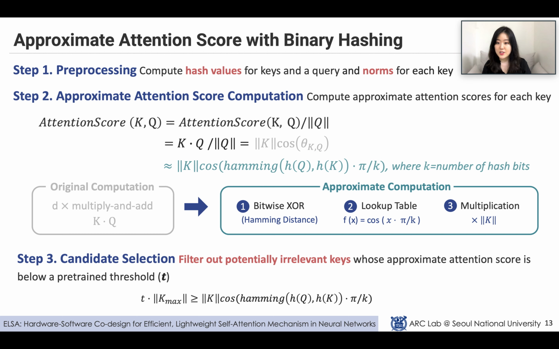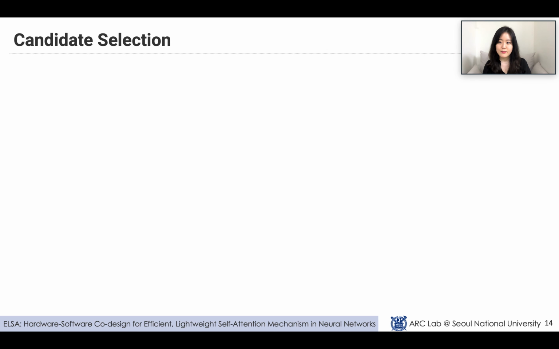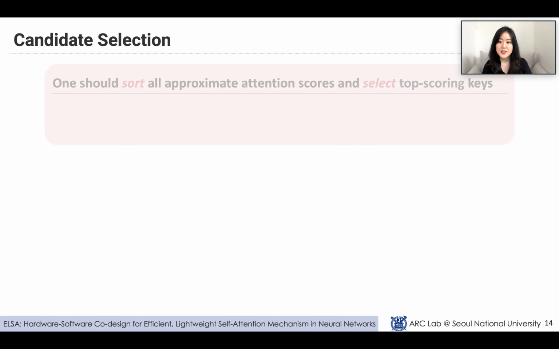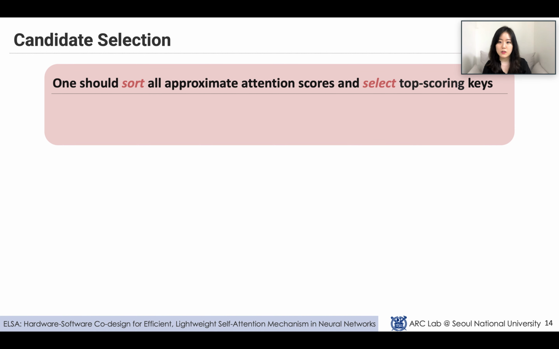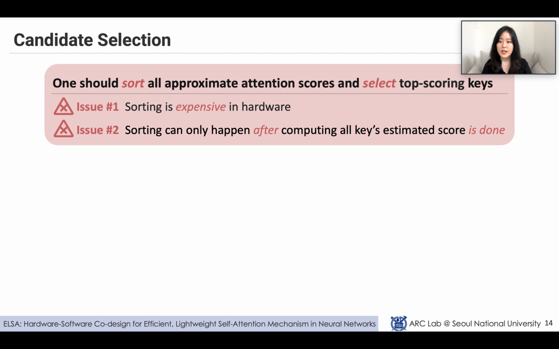Then, in candidate selection process, we filter out potentially irrelevant keys whose approximate attention score is below a pre-trained threshold T. Now, let's look into candidate selection process in more detail. In an ideal case, it would be the best if we sort all approximate attention scores and select top scoring keys. But the main issue here is that sorting is expensive in hardware, and sorting can only happen after computing all keys' estimated score is done.